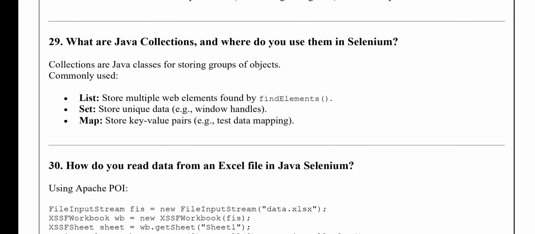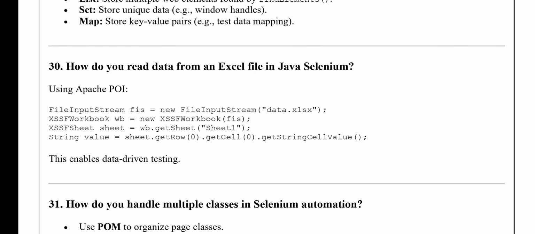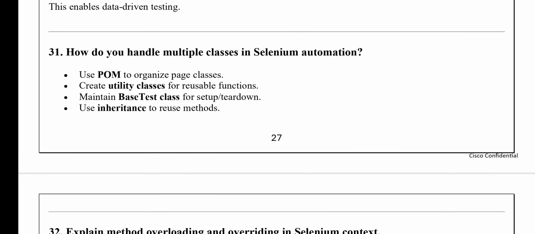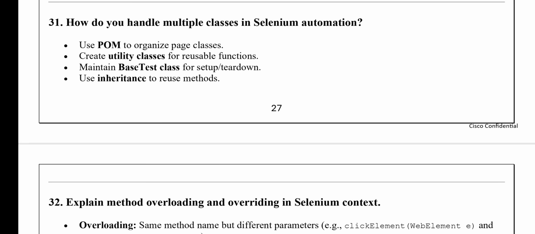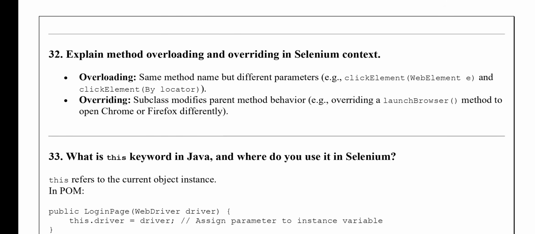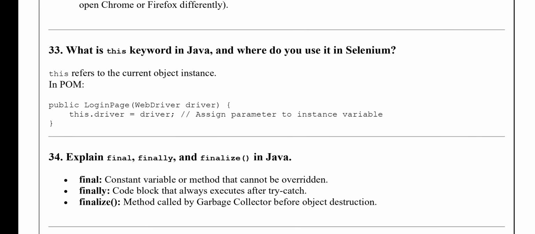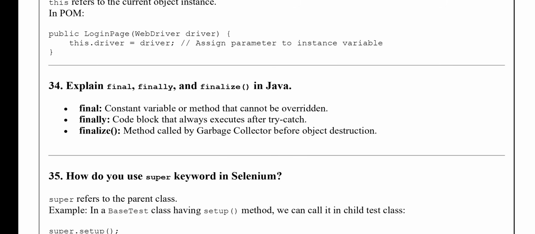What are Java collections and where do you use them in Selenium? How do you read the data from an Excel file in Java Selenium? How do you handle multiple classes in Selenium automation? Explain method overloading and method overriding in Selenium context. What does this keyword in Java refer to and where do you use it in Selenium?